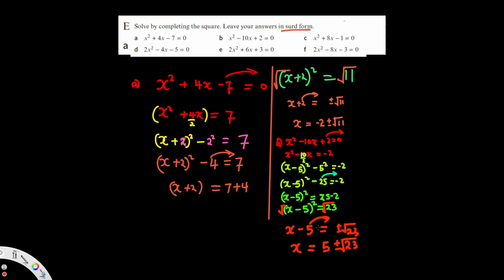That's why you see we have two answers, plus or minus. It means you are going to have two answers, and a quadratic equation has two answers. In some other questions you will not get this surd form. You will get a number that you can find the square root of. But because this question was instructing us to give our answer in surd form, that's why you see we are getting this kind of answers in these particular parts.